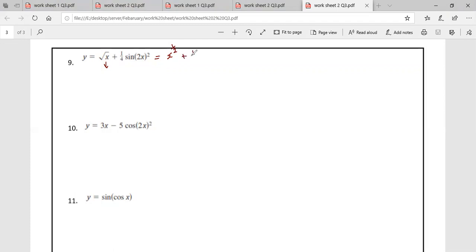Plus 1 over 4 sine. What is the angle? I have to find the squaring of this angle. That is the squaring of the angle, not the squaring of the function. Distribute, it will be 2 to power 2, it will be 4. Okay. x to power 2, it will be x what? Square. That is the rewriting of the function.